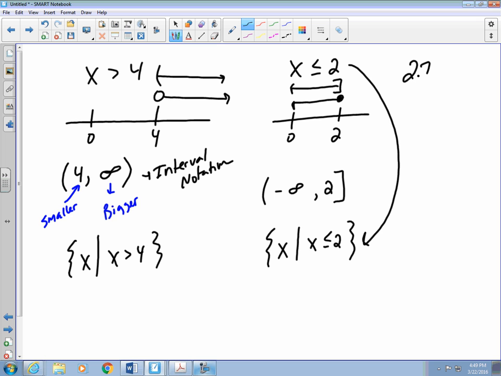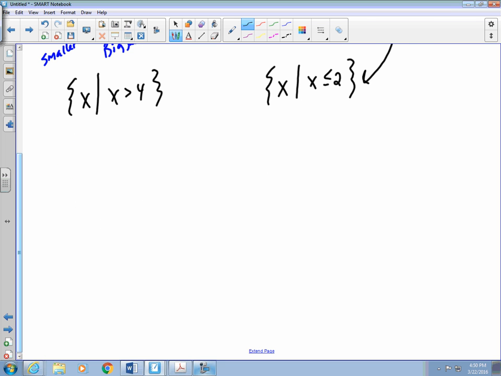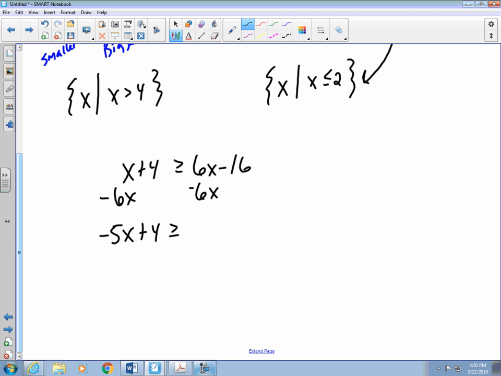Now, when it gets to actually solving inequalities, it's just like solving an equation, except when you have a negative, you need to make sure you flip the sign. So if we had an inequality, x plus 4 is greater than or equal to 6x minus 16, instead of subtracting x and getting a positive 5x on the right side, I'm going to get a negative by subtracting 6x, so that I eventually have to divide by that negative 5, to prove the point that anytime you divide by a negative, you have to flip the sign.